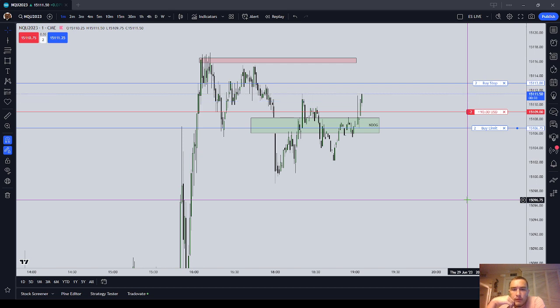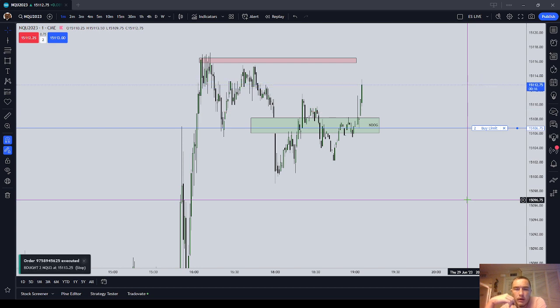All right, coming up into internal range liquidity here. There it is, internal was hit. Didn't quite make it to external. My stop is at external. All right, we're stopped out.